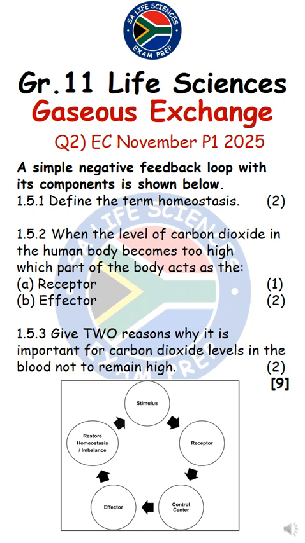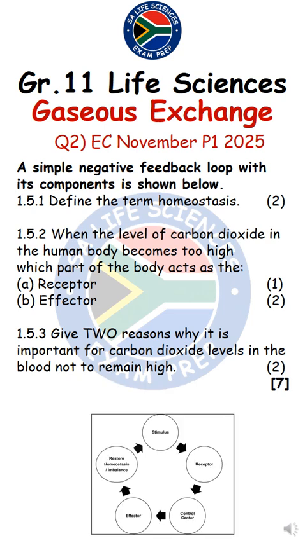So in the diagram below, we are given a simple negative feedback loop with its components shown below. At the top, we are shown the stimulus, then the receptor, the control center, the effector, and then finally the restoration to homeostasis. Now I'd like you to pause the video, answer the questions, and then we'll go through the answers.